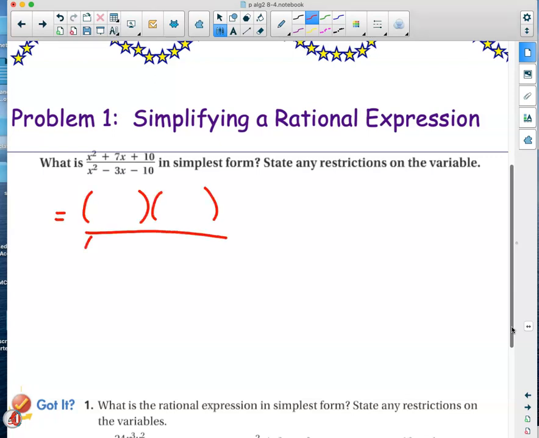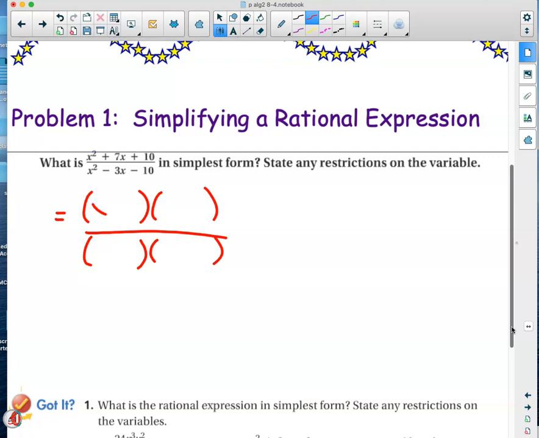So again, I start thinking, is there a greatest common monomial factor? A number or a variable I could pull out of the whole thing. And the answer is no. Maybe it's a perfect square trinomial. No, 10 and negative 10 are not perfect squares.